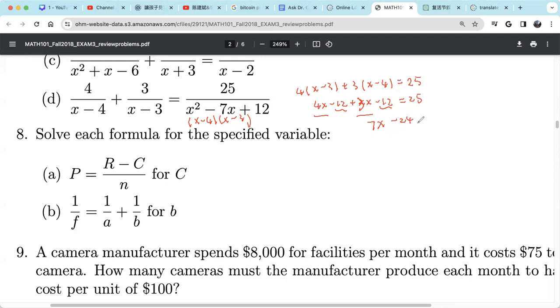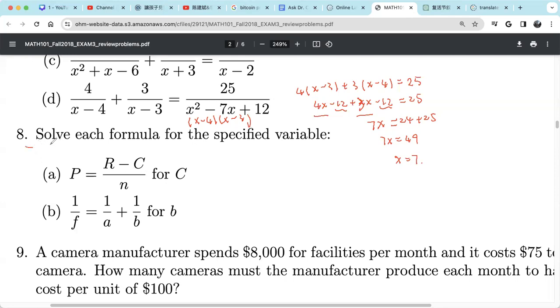Then I move negative 24 to the other side, it becomes positive. So 24 plus 25, that's 49. Both sides divided by 7. So x equals 7. So one solution.